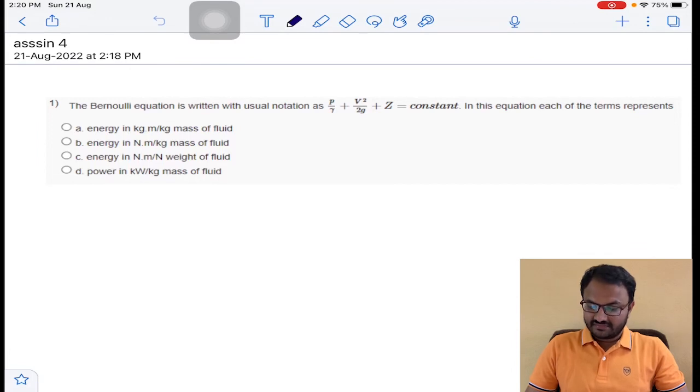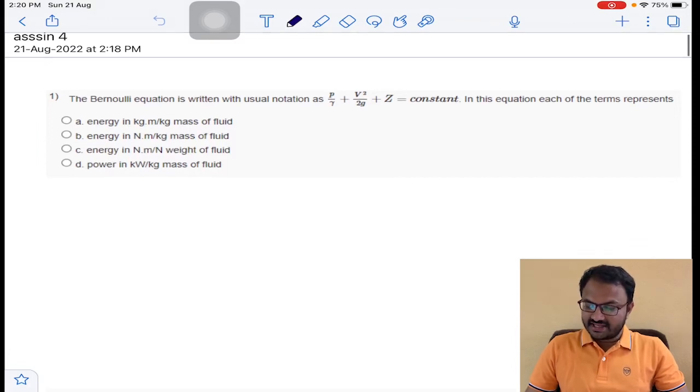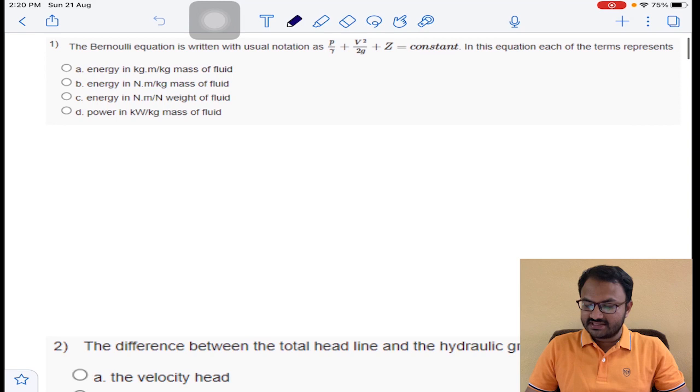First question. The Bernoulli's equation is written with usual notation as P by gamma plus V square by 2g plus Z is equal to constant. In this equation, each of the terms represents. Options: energy in kg meter per kg mass of fluid, Newton meter per kg mass of fluid, Newton meter per Newton weight of fluid, kilowatt per kg mass of fluid.